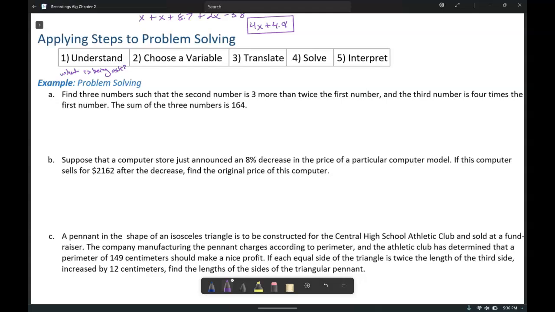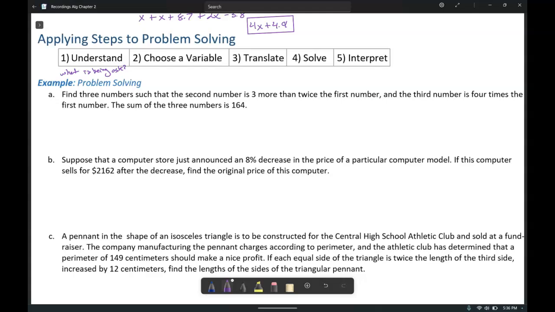Then we want to go ahead and come up with our sentence, if we have not already, and then translate that sentence into an equation. 4th step is to solve, and then interpret is the last thing. Does our answer make sense, or do we need to do something else with that solution once we get it?